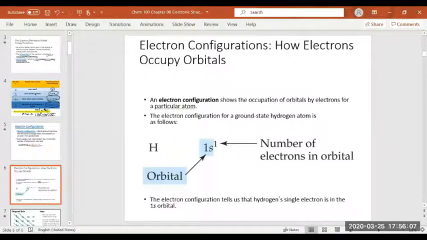Electron configuration shows the occupation of orbitals by electrons for a particular atom. The electron configuration for ground state hydrogen, for example, is 1s1, because we just have one electron. So this represents the orbital, and here, this number 1 represents the number of electrons in the orbital.